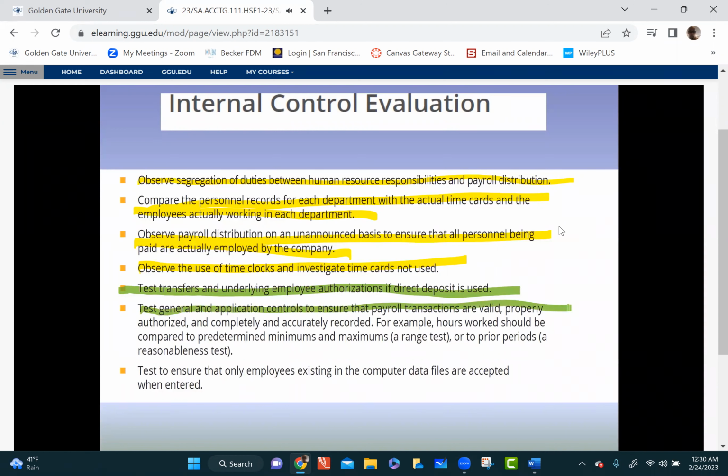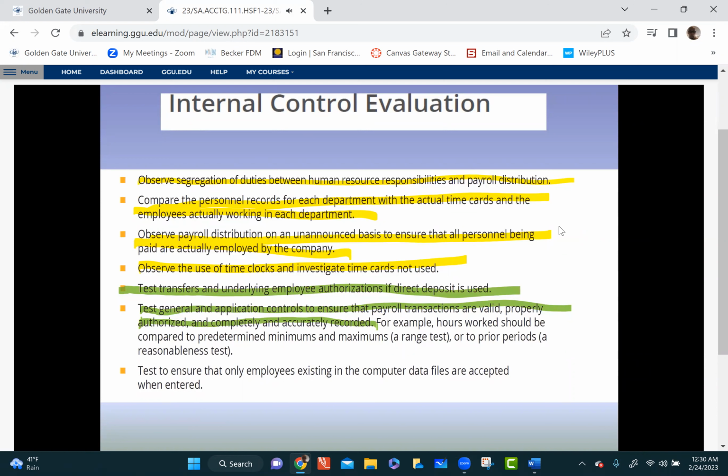And then you're going to want to make sure that there are proper general and application controls over the payroll. So there should be passwords to access the payroll records. That would be more of a general control. If there's some sort of limit check on any one payroll check, that would be an application control, right? Payroll checks are broadly distributed for a company, and so you generally are going to want to make sure payroll distributions are fairly broad.